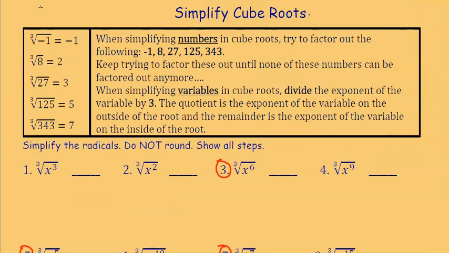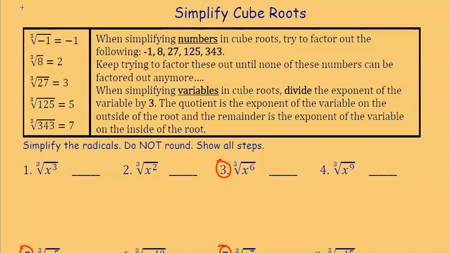Simplify cube roots, page 29. With simplified numbers and cube roots, try to factor out the following: -1, 8, 27, 125, and 343. Keep trying to factor these out until none of these numbers can be factored out anymore. With simplified variables and cube roots, divide the exponent of the variable by 3. The quotient is the exponent of the variable on the outside of the root, and the remainder is the exponent of the variable on the inside of the root. Simplify the radicals, do not round, show all steps.